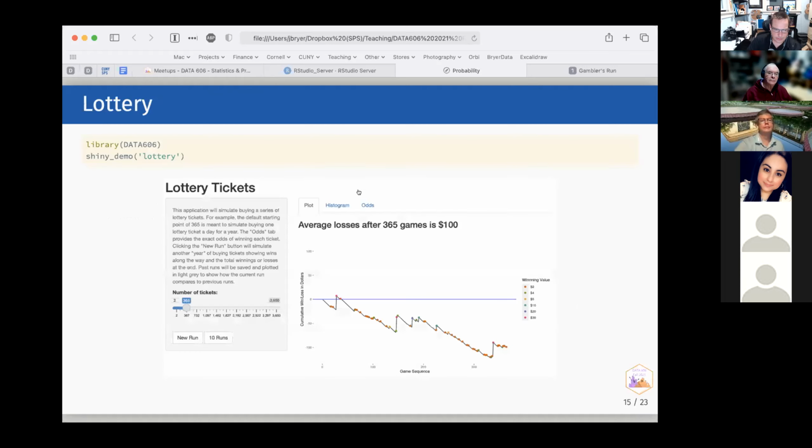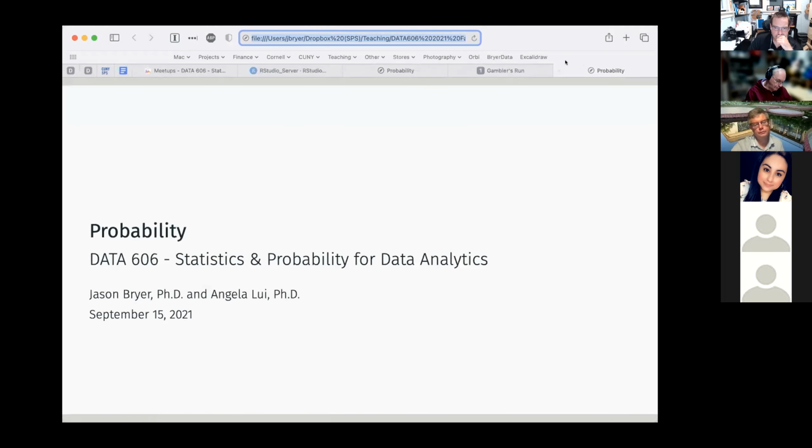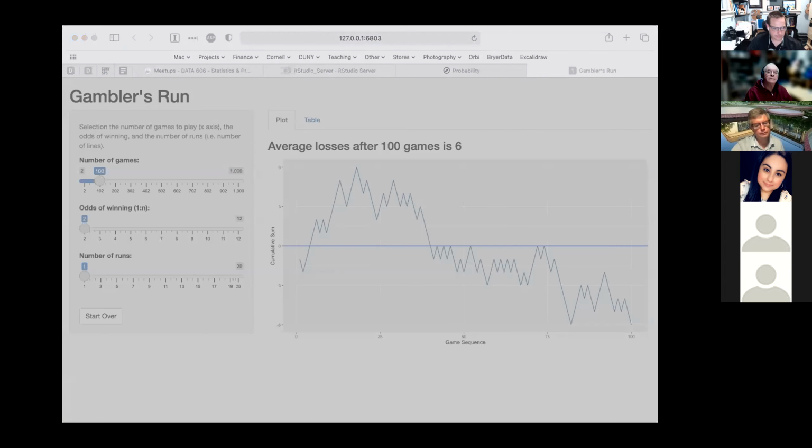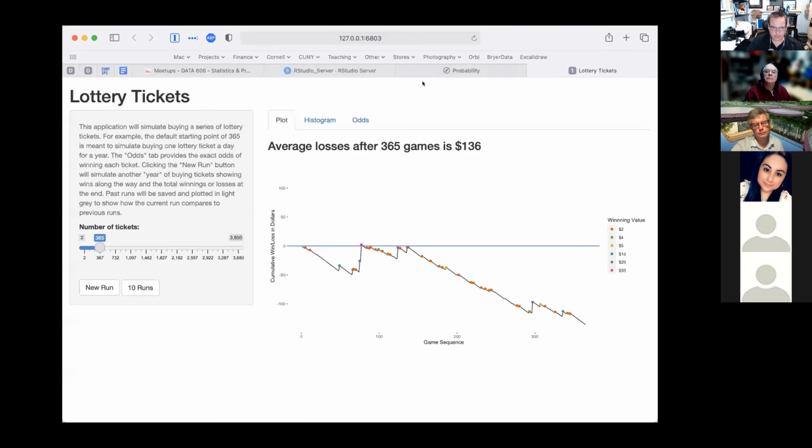All right, let's look at another shiny demo. Give me a second to stop the other one and start this one. Oh, why does it do that? Always. There's something weird about it.